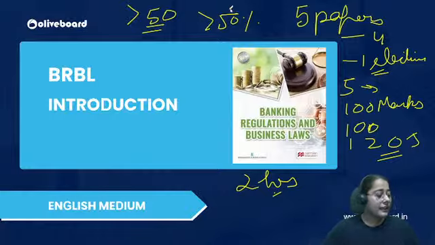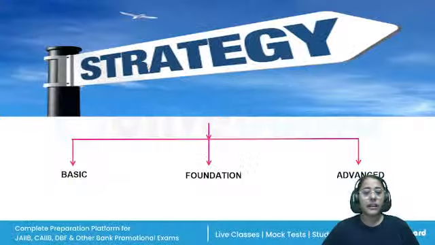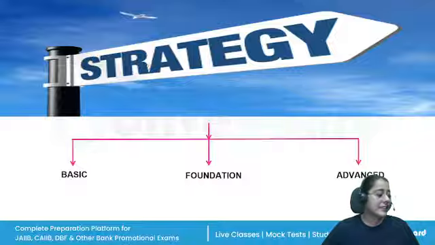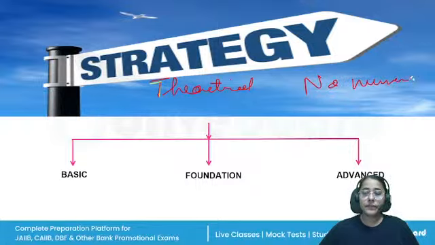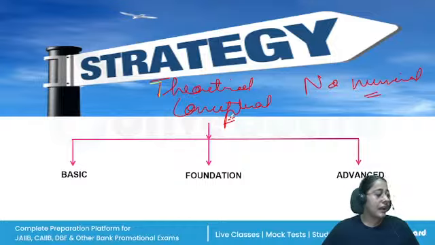Apart from it, now let us discuss your paper 4, which is the BRBL. What should be your strategy? BRBL is a completely theoretical paper. It is completely theoretical. So there is no numerical here. No numerical, no mathematical, completely theoretical, also completely conceptual. So concepts are very important in your BRBL paper.